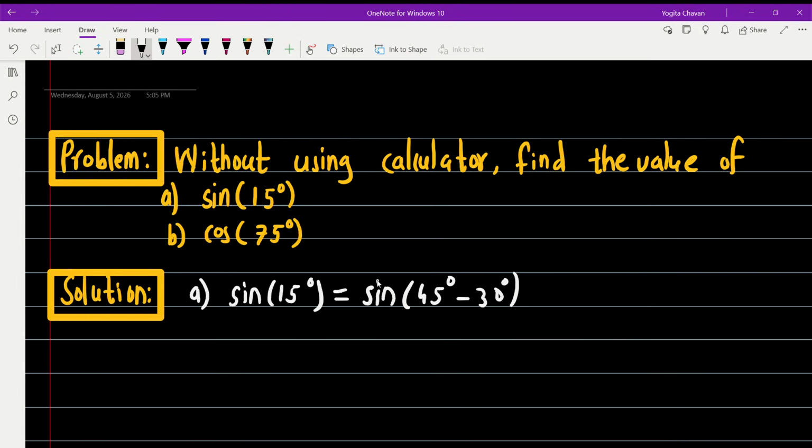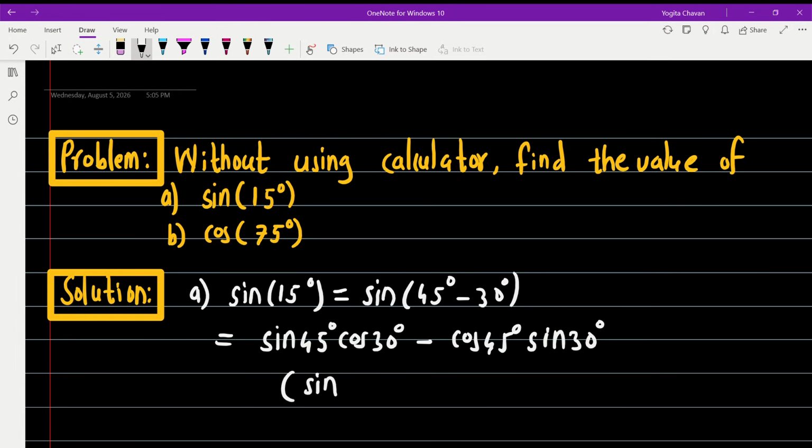Now sin(45° - 30°) is equal to sin 45° into cos 30° minus cos 45° into sin 30°. And why is this? By using this rule: sin(A - B) is equal to sin A into cos B minus cos A into sin B.